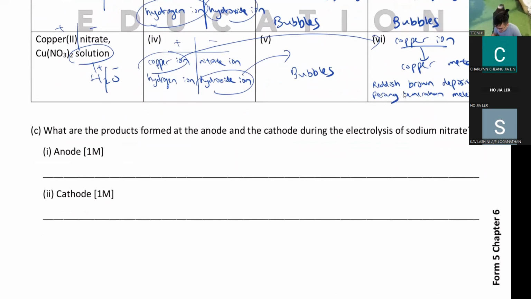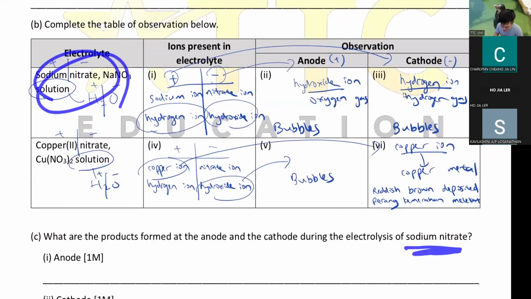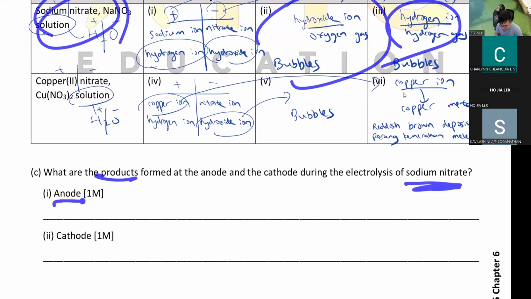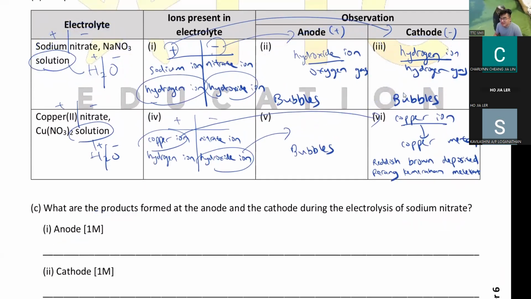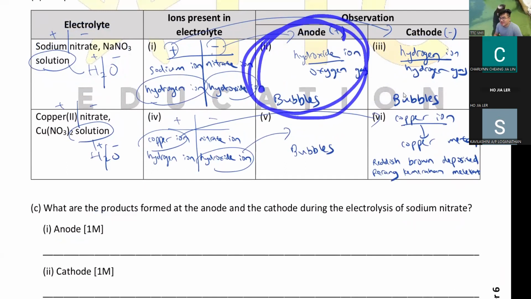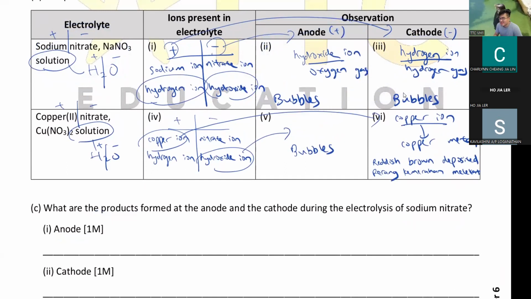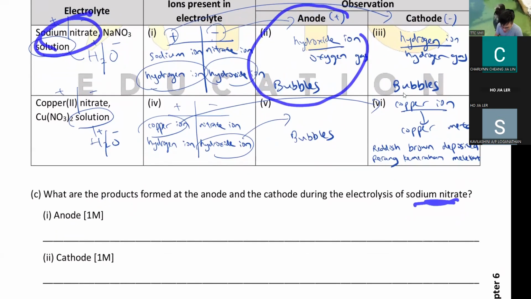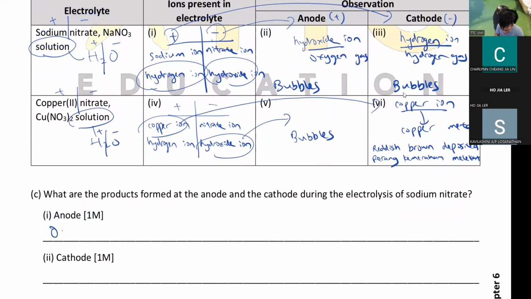Okay, so for the sodium nitrate, for the first set here, for these two, what is the product at the anode? Which one is the product? They want sodium nitrate, this set, at the anode. So what is the product here? Yes, that's your oxygen gas. Okay, oxygen gas, that's the product.